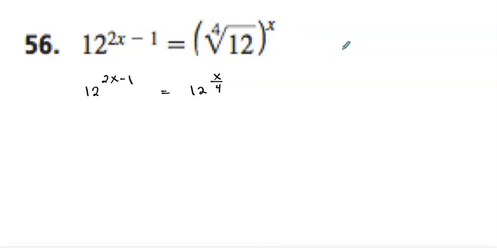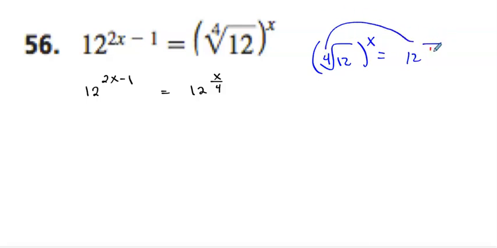Right, so that can all be written as the fourth root of 12 to the x power, right? Whatever your root is, that's going to be your denominator piece of this, and then the power will be your numerator piece of this. So then I just have 2x minus 1 equals x over 4, and however you want to solve this, it doesn't matter. Okay, remember this is 1x over 4.